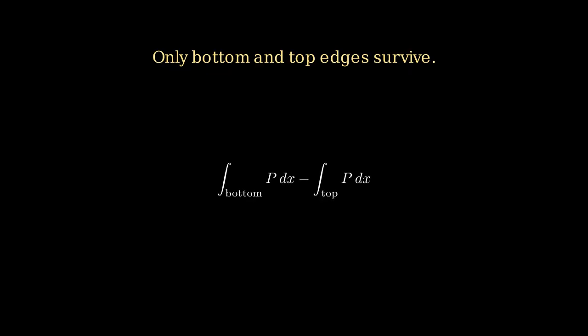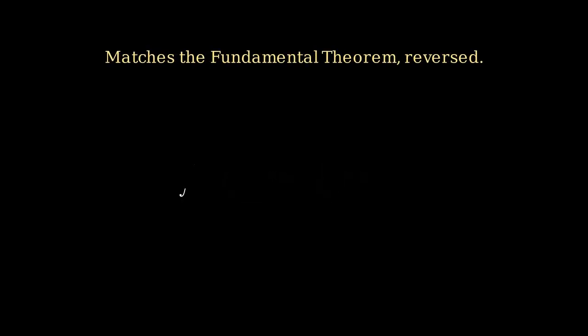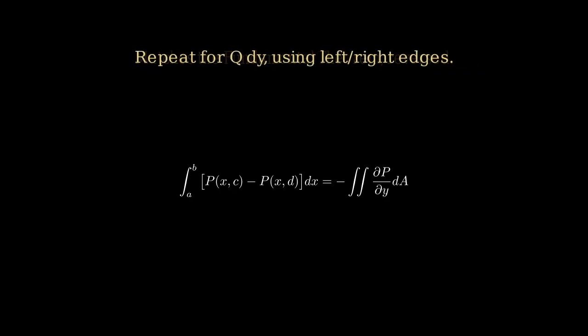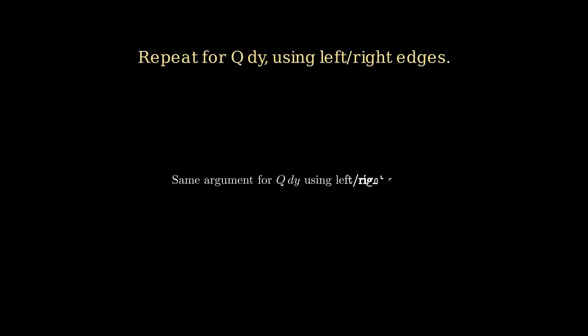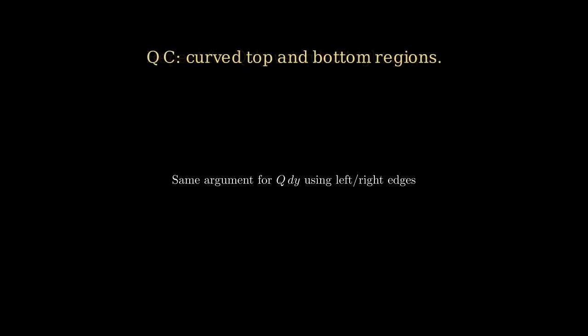Step 4, show this matches exactly what you get from integrating ∂P/∂y over the rectangle, using the fundamental theorem of calculus in reverse. Step 5, repeat the same logic for the Q dy integral, using the left and right edges instead. Question C, extending to a region with curved top and bottom. Pattern to recognize, the exact same cancellation argument works even when the top and bottom of the region are curves instead of straight lines. You just replace fixed y values with functions of x.